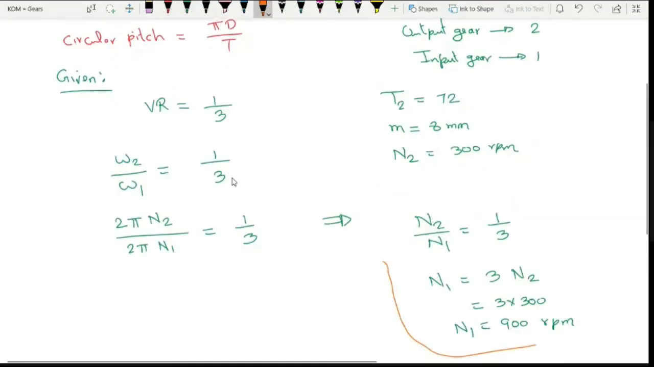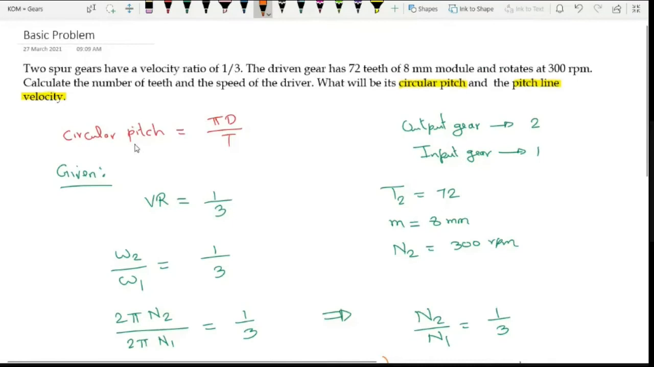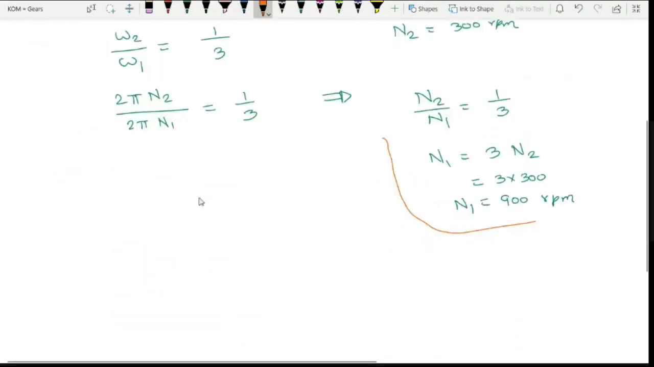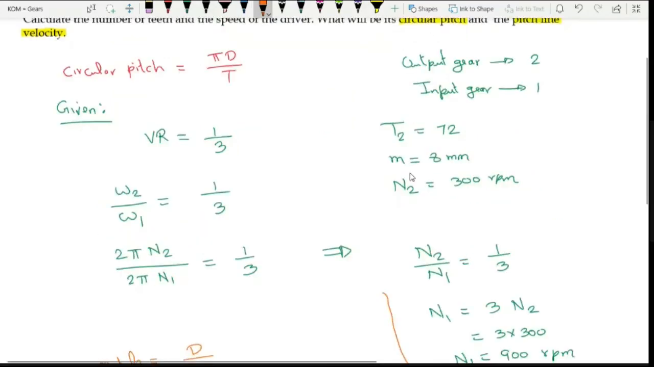M is equal to D by T. Number of teeth, gear by pinion. So your pitch circle is the same, right? I can also identify based on that. Or we can use module. What is the formula for module? Module is D by T, which is equal to pitch circle diameter by T, right?